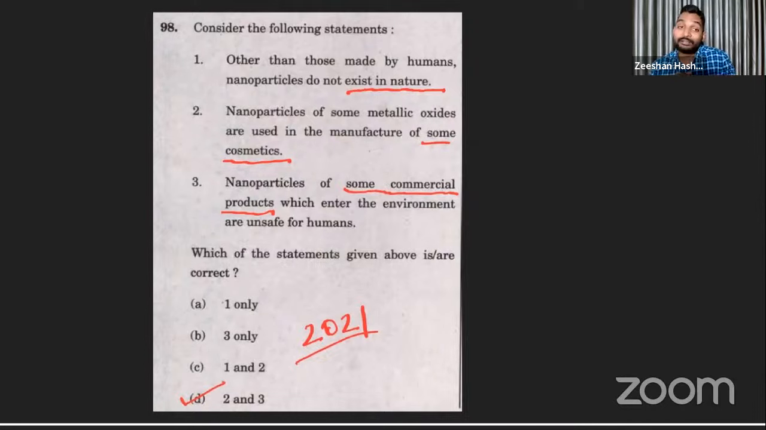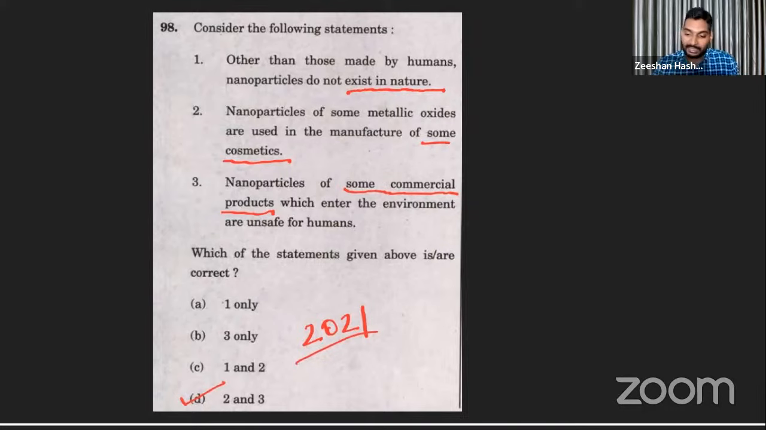But what about statement 1? What does statement 1 say? Other than those made by humans, nanoparticles do not exist in the nature. Do we know for sure whether nanoparticles exist in nature? Do they exist naturally or do they not exist naturally? We don't know. UPSC negated it and made the statement wrong. What did UPSC say? Other than those made by humans, nanoparticles do not exist in nature. Fine. So that's an artificial barrier, artificial negation done by UPSC.